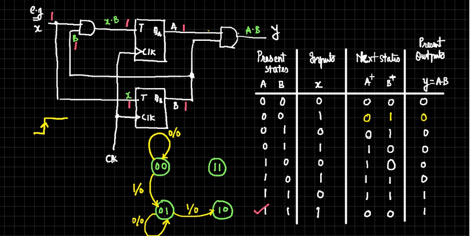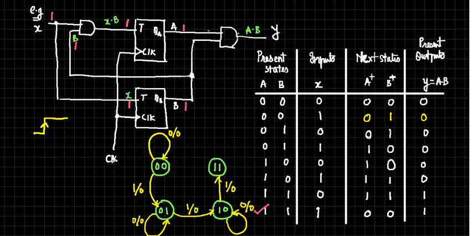Then 1 0. When the input is 0, it will maintain the same state. Input and output will be the same, 0 0. Next, when it is 1 0 and the input is 1, it will go to the next state and the output will be 0. Is that okay? 1 0.